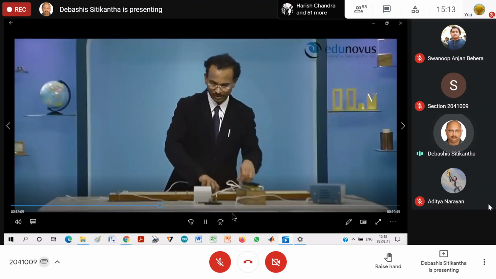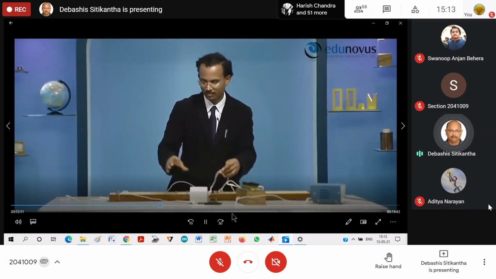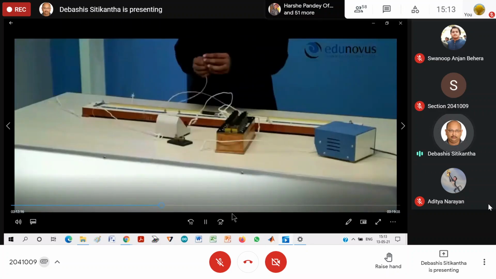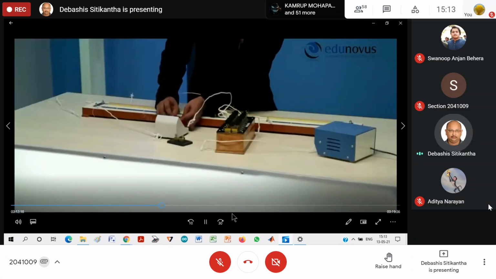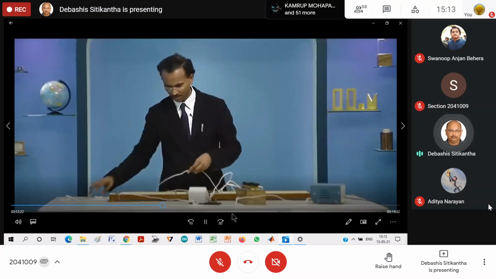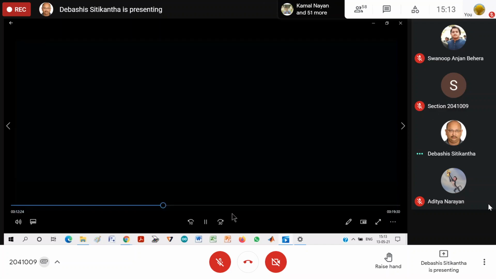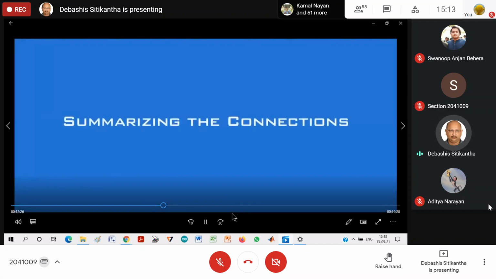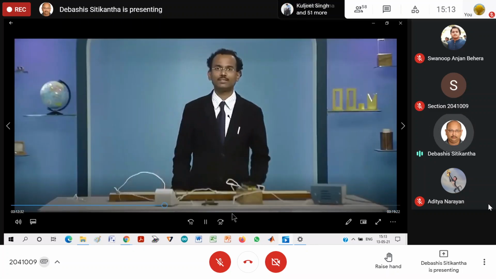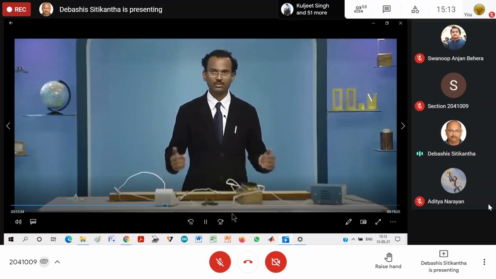For a galvanometer, actually it doesn't really matter because current can flow through either way, through positive to negative or negative to positive. It's just going to deflect in the direction of the current. So the negative of the galvanometer I'm connecting to the jockey. As you can see, the connections have been made according to the circuit diagram.